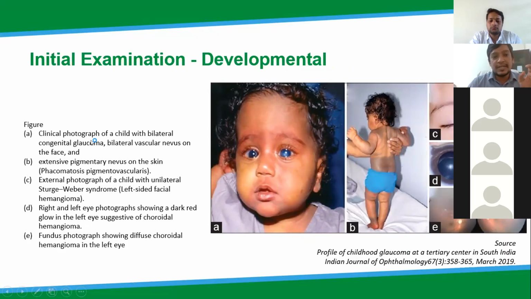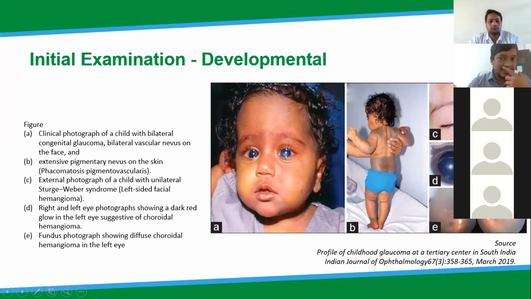So that is basically the clinical photograph of a child with bilateral congenital glaucoma because of the vascular nevus on the face. There are a lot of vascular nevus on the face, and if you see the child's body also, there's a lot of vascular nevus all over the body. And because of this increased pigmentation, there is glaucoma, because the trabecular meshwork is not working properly and the eye pressure gets increased.